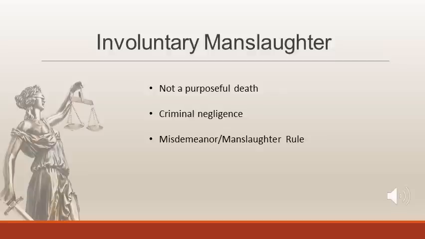The biggest difference between voluntary manslaughter and involuntary manslaughter is the intent. In voluntary manslaughter, when you went upstairs and saw your spouse with your best friend, you intended to cause them harm. You intended to kill them. Whereas in involuntary manslaughter, there is no intent to kill. You are not willfully committing that death. It is a non-purposeful killing.